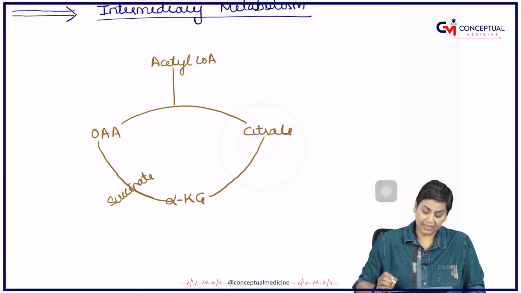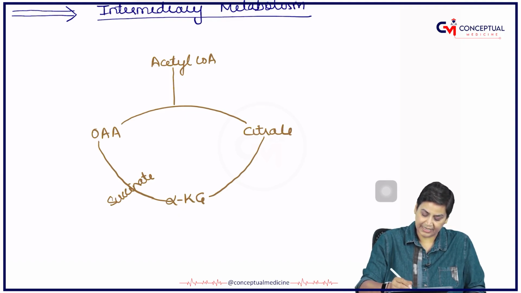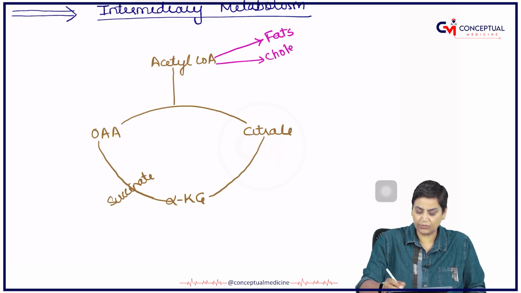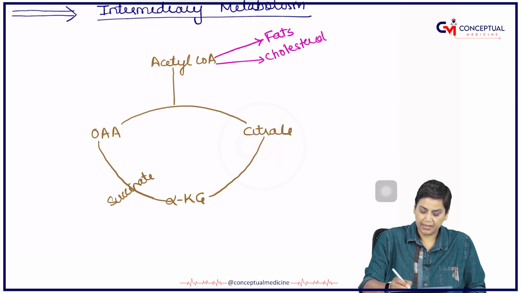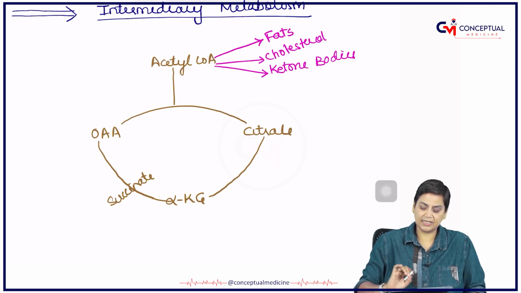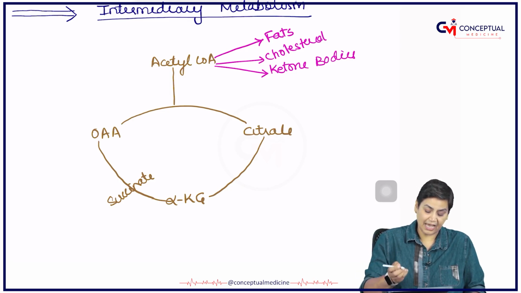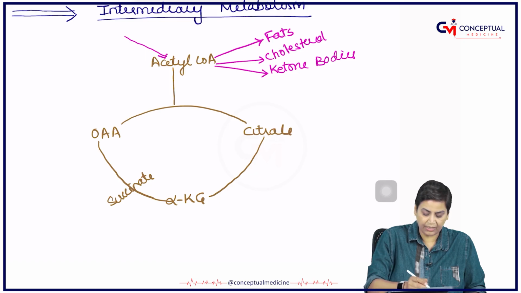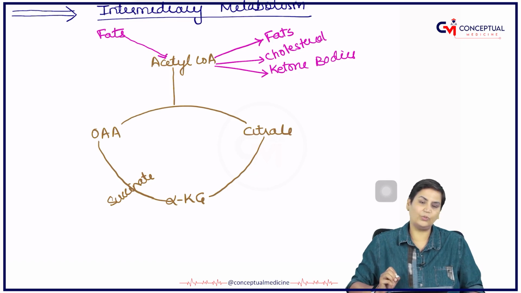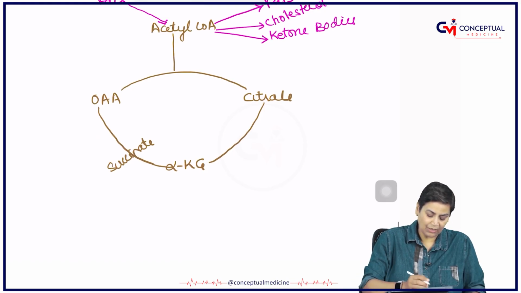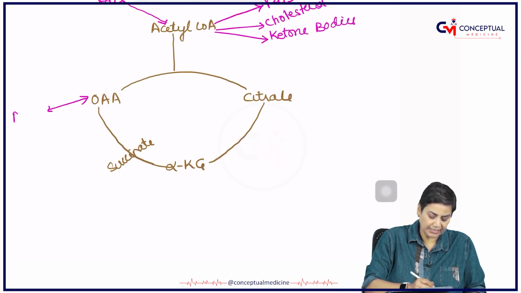Now the most important thing here is that this acetyl coenzyme A is required for the synthesis of fats. It is required for the synthesis of cholesterol. It is required for the synthesis of ketone bodies. Right. So this is occurring in the fed state, and during starvation also fats are broken down to form acetyl coenzyme A. Similarly, oxaloacetic acid is converted into aspartate, which itself is an amino acid.